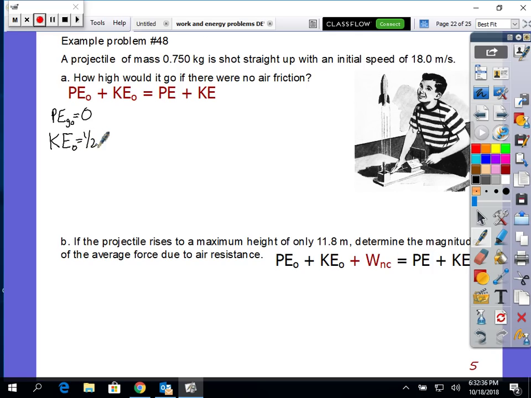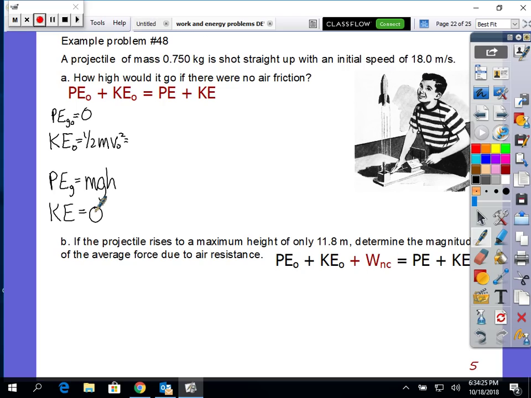is 1/2 mv0 squared. Actually, instead of plugging in the numbers now, I'm going to leave it symbolic for now. I'm going to say the potential energy at the top is going to be mgh, where h is the maximum height it reaches. That's what I'm looking for. And the final kinetic energy when it's at the peak is 0.